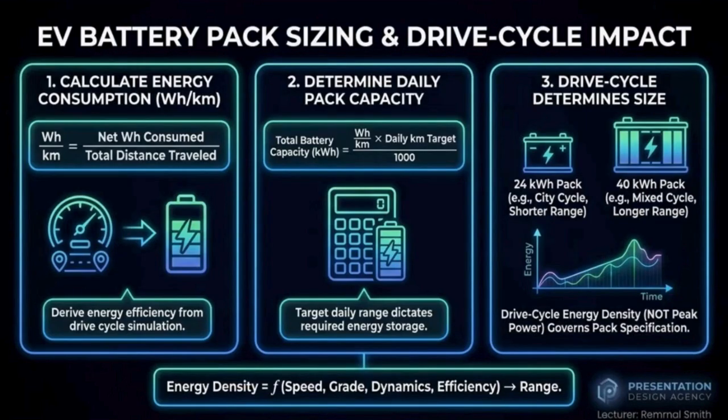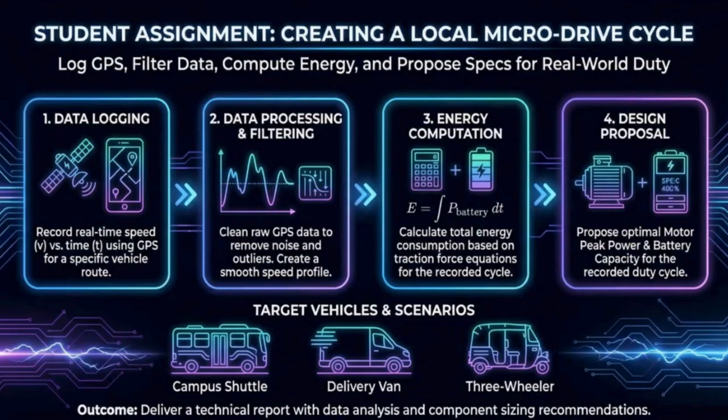Next, multiply this number by the daily driving distance. Battery energy required equals watt hours per kilometer multiplied by daily kilometers. In equation form, battery Wh equals Wh per km times daily km. This tells us how large the battery pack must be. It is not peak power that determines range. Peak power sets the motor size, while energy per kilometer determines whether a 24 kilowatt-hour pack or a 40 kilowatt-hour pack is required. Range is an energy question, not a power question.